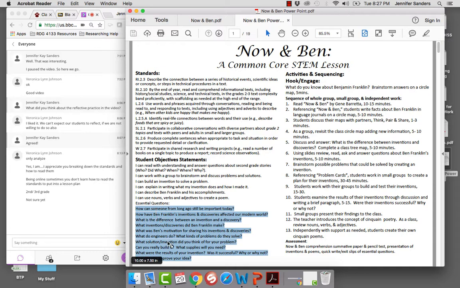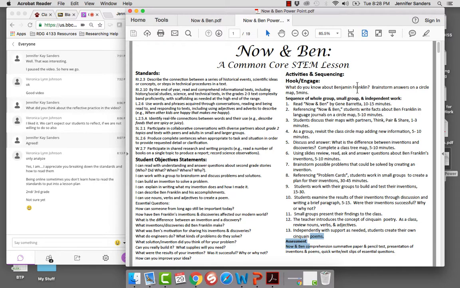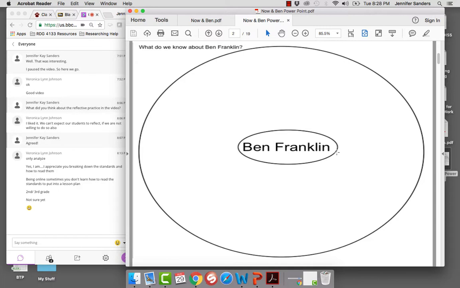All right, and so we have our essential questions. These are a lot for second graders. And it kind of blows my mind. I would narrow it down. But again, this is just giving you a little bit. Okay, here's our hook, our engagement. And here's our sequence, or their sequence of her small group. And this is her assessment. Okay? So there's her assessment. It looks like her hook is to do the brainstorming. And so they would go into the brainstorming and do all of that wonderful stuff.